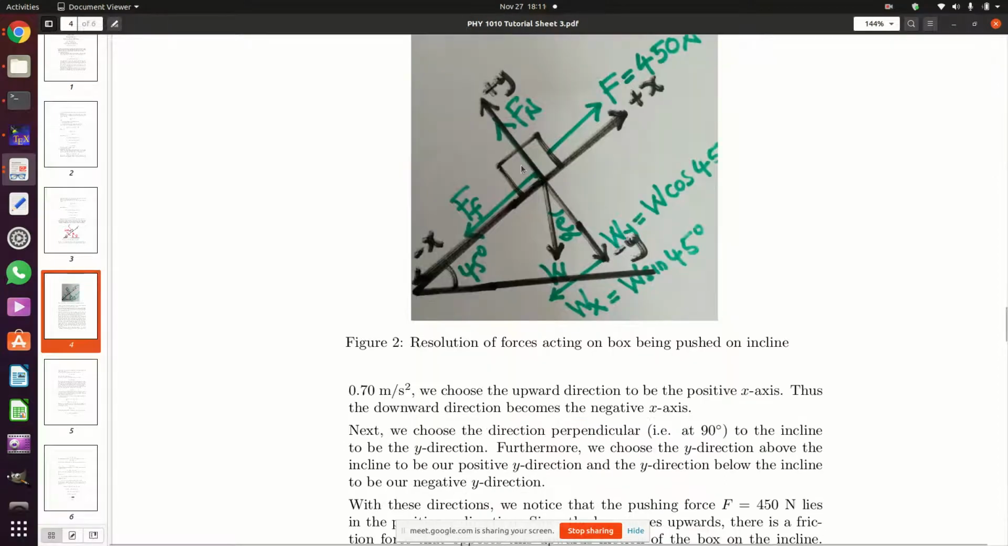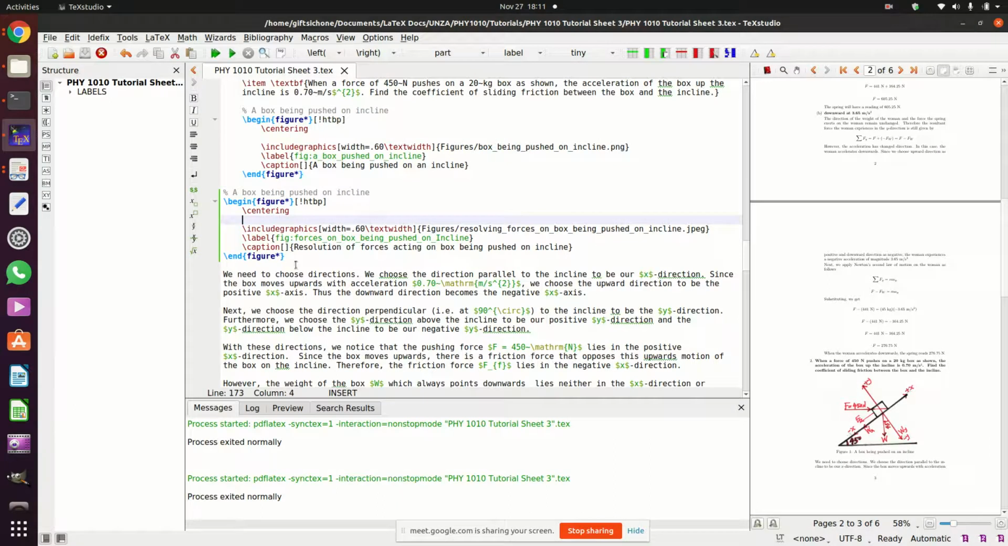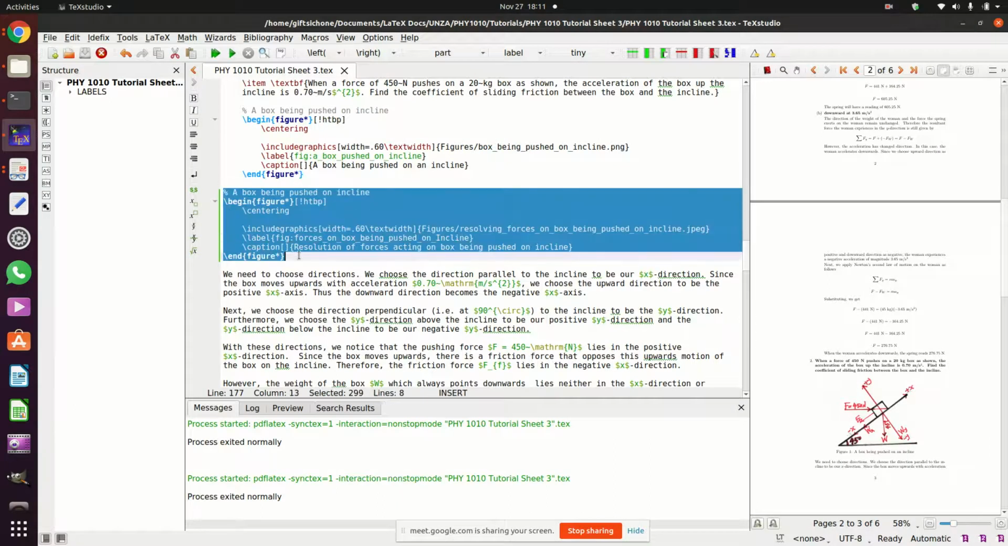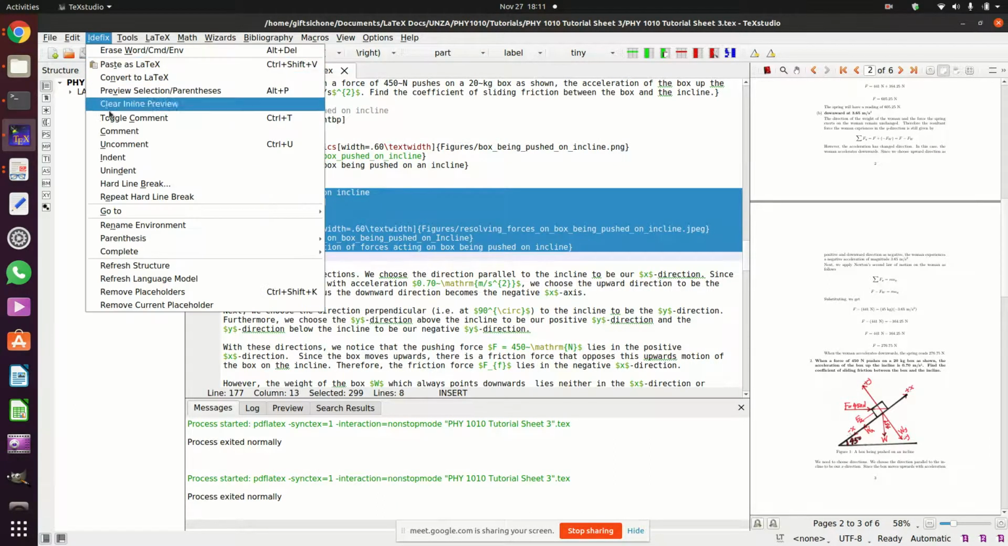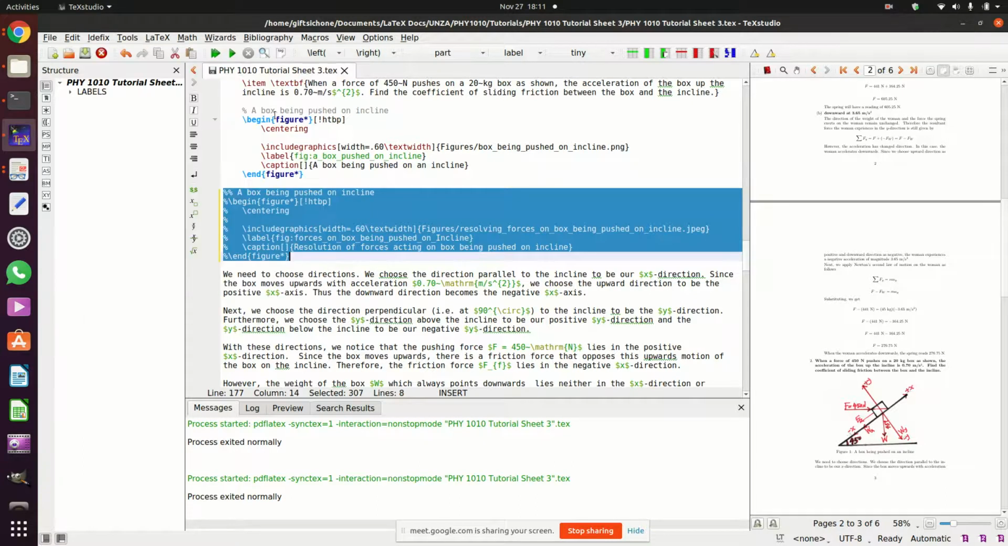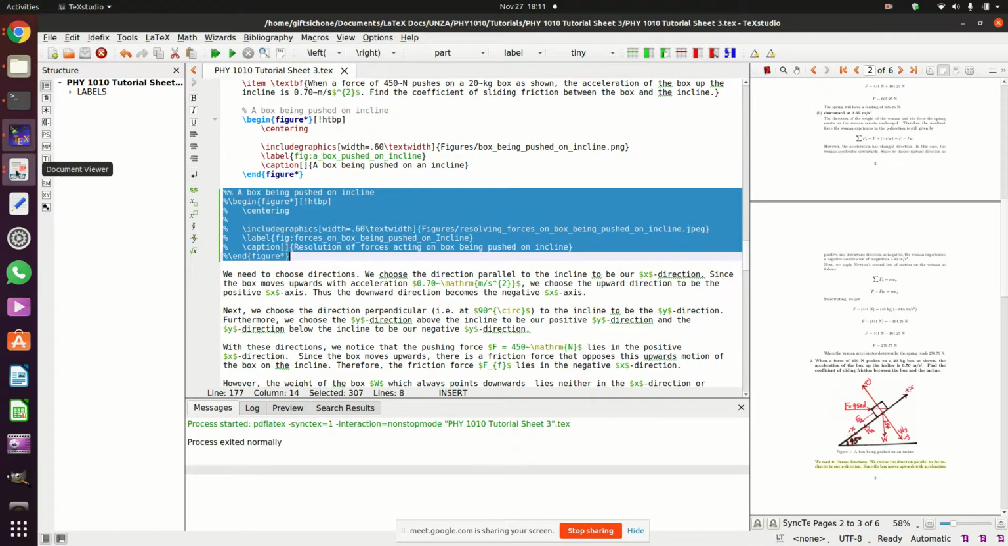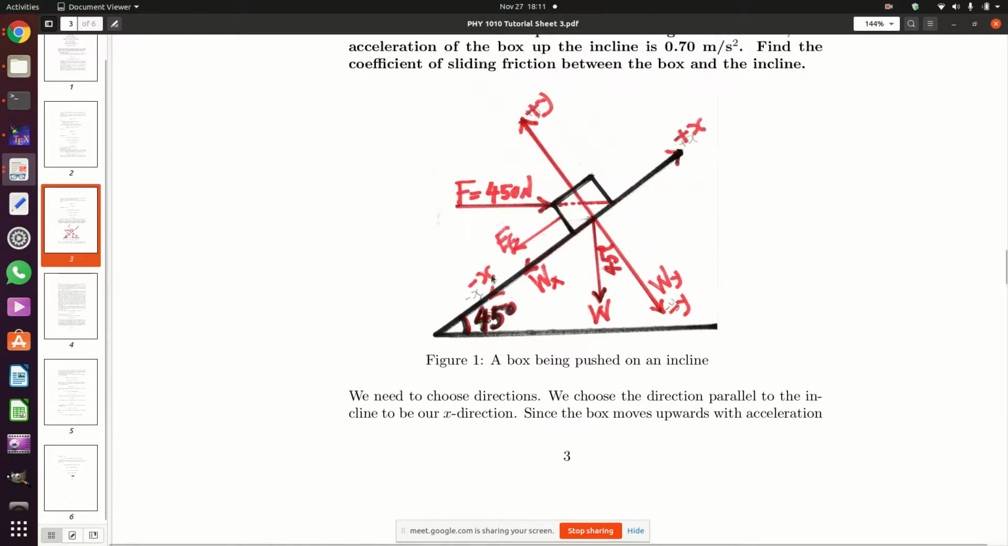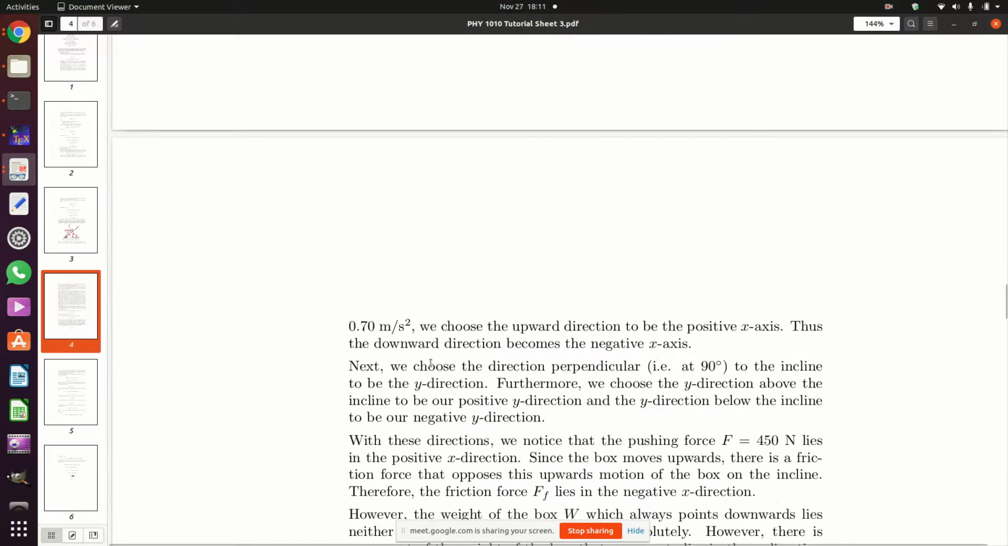So this box is wrong, so I need to remove that. Need to comment it out. Okay. So that's what we get.